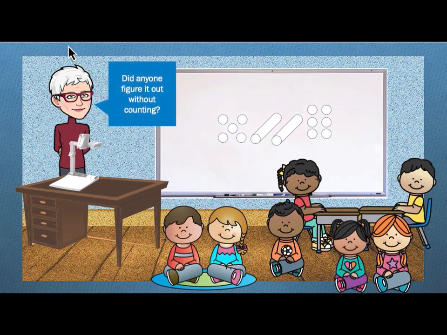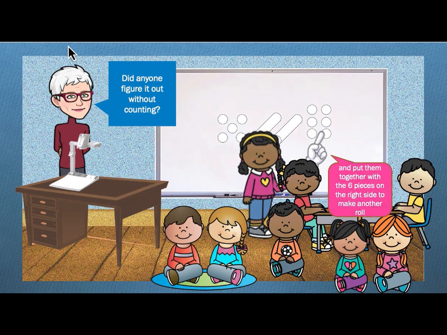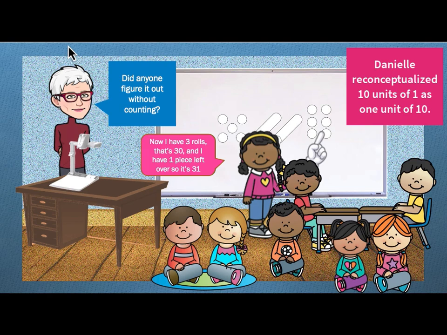Danielle might say, "I took 4 pieces from the left and put them together with the 6 pieces on the right to make another roll. Now I have 3 rolls, that's 30, and I have 1 piece left over, so it's 31." Notice how the language of the scenario has come into play in Danielle's solution. Also notice that Danielle did not say, "I thought about packing up the candies in Mrs. Wright's shop to get another roll." She said, "I made another roll." Well, she wasn't touching any physical materials, so what we know is that she made the roll in her mind. She was reconceptualizing 10 units of 1, 10 pieces, as 1 unit of 10, a roll.